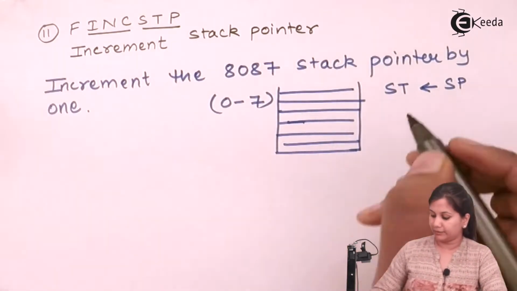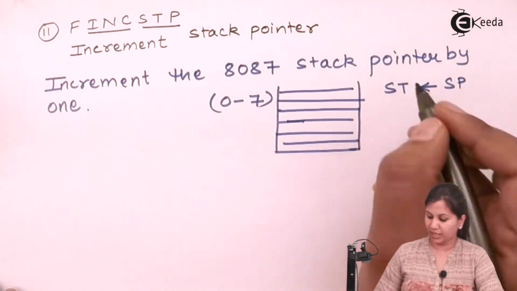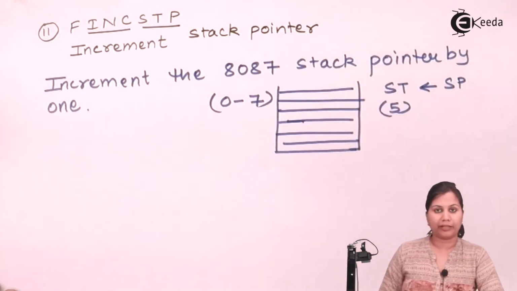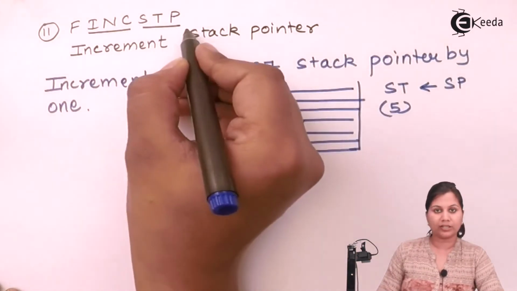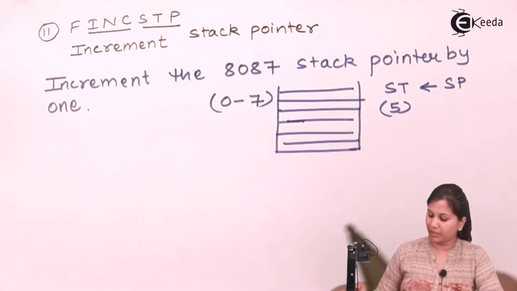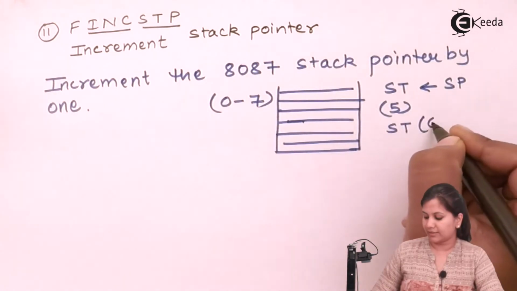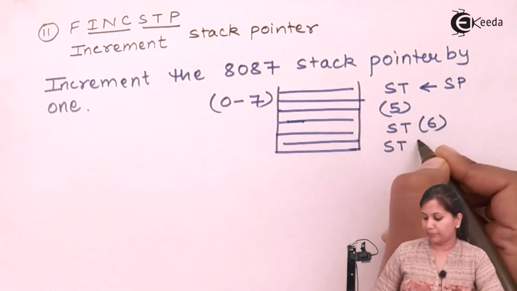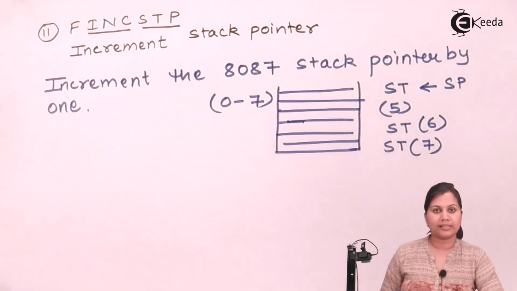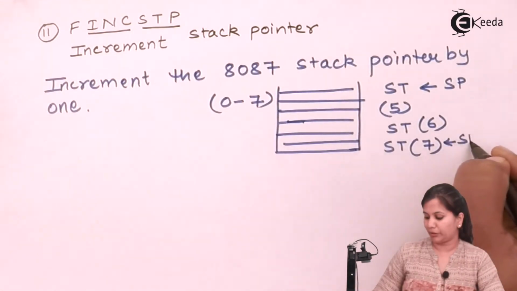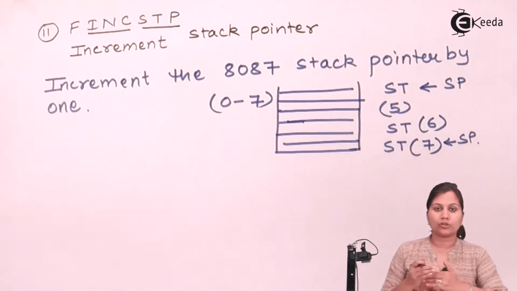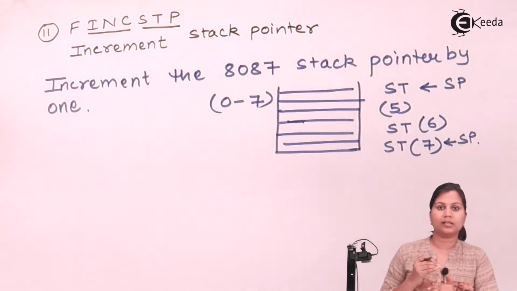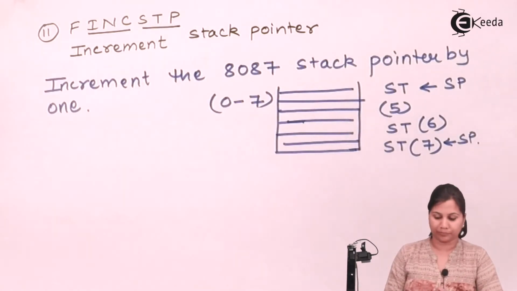Now suppose that the stack pointer, that is the top of stack, is at register number 5. Now when this instruction is written, the stack pointer is incremented by 1. That means now the ST is the 6th register. Again it is incremented, so the top of the stack is now the 7th register and the stack pointer is pointing at that. So the stack pointer, which is pointing towards the top of the stack, is incremented by 1 through this instruction.